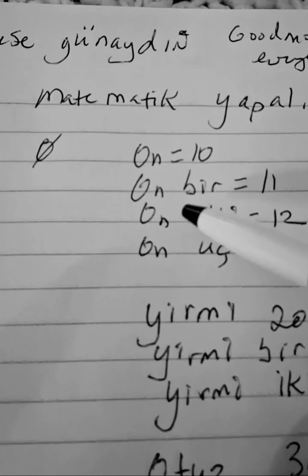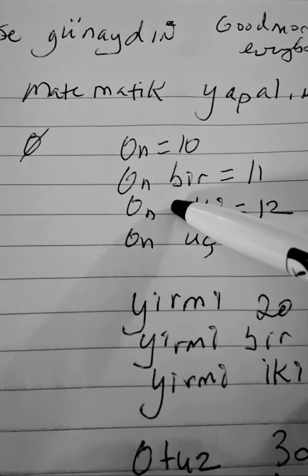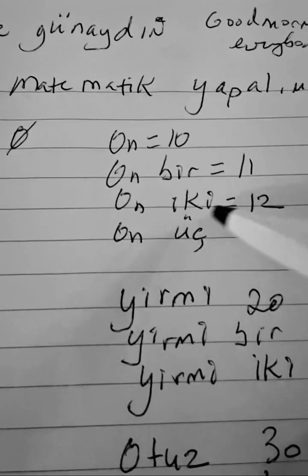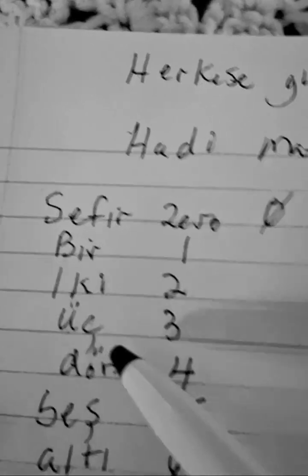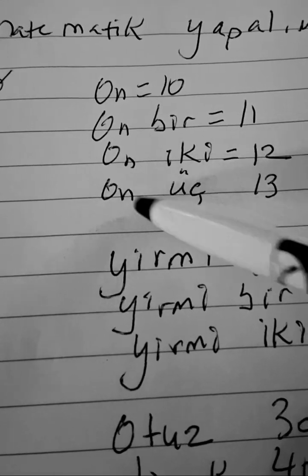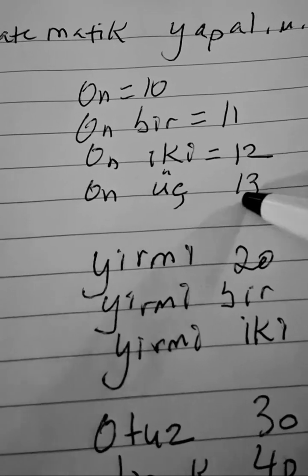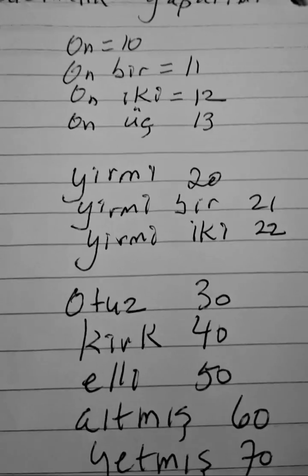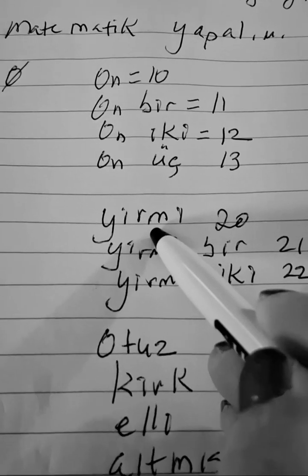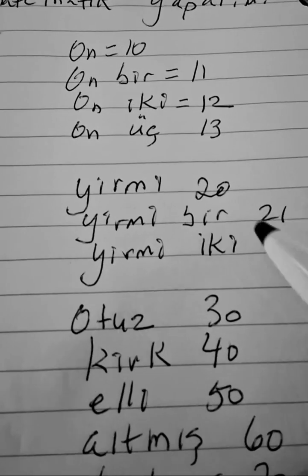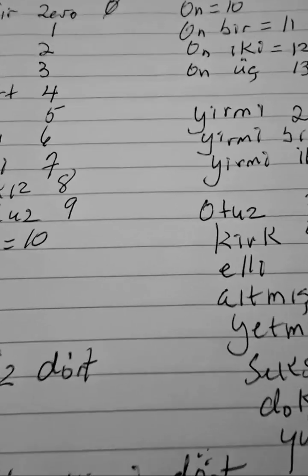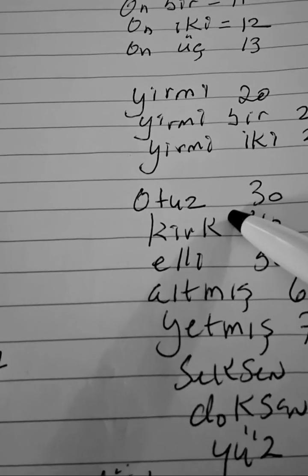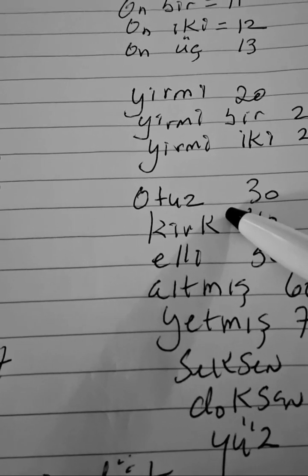And then 10 is easy, on. And then 11 is very easy. It's very straightforward in Turkish. On bir, 11. On iki, 12. On üç, 13. So you can see 2 is iki, 3 is üç. You're just putting that after the on to make 12, 13, and so on. And you just keep going like that till you get to 20, which is yirmi. And then you've got 21, 22, 23, 24, okay?